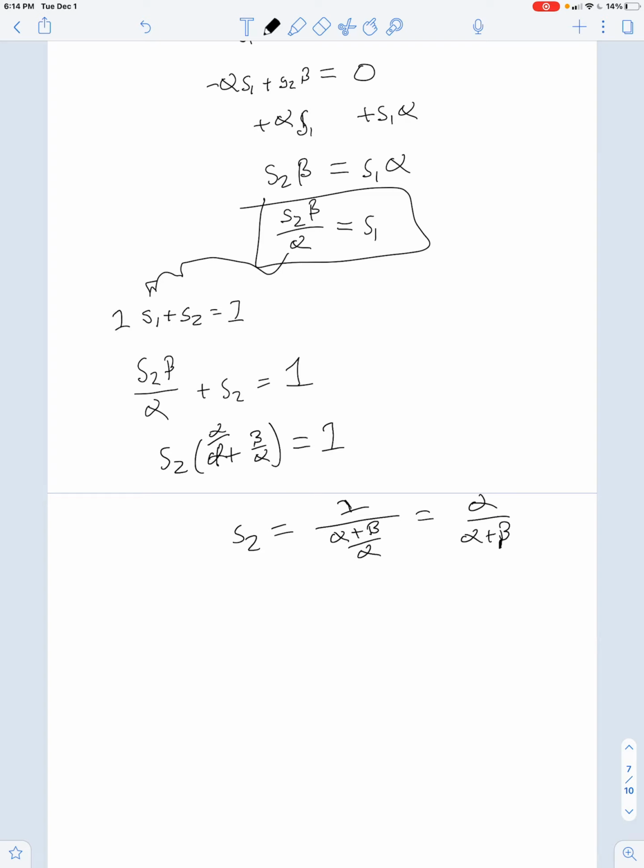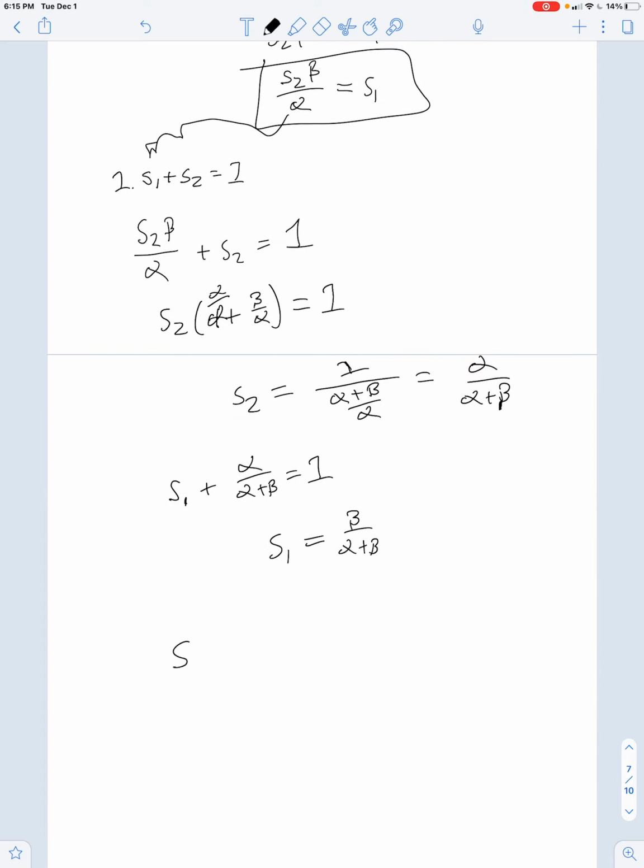And then I can use equation 1 again, because I have S1 plus alpha over alpha plus beta is equal to 1, which means that S1 is equal to beta over alpha plus beta, which means that S is equal to beta over alpha plus beta and alpha over alpha plus beta. Great. And that's the answer. That's a stationary distribution.